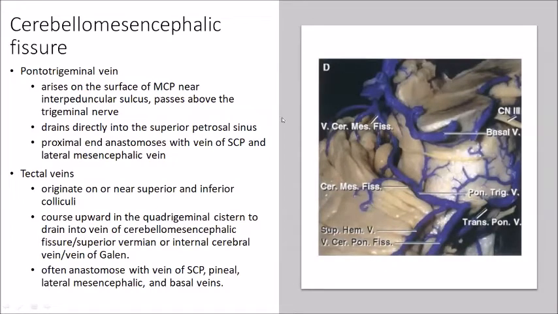It also consists of a group of tectal veins. These originate on or near the superior and inferior colliculi. They course upward in the quadrigeminal system to drain into the cerebellomesencephalic fissure, or they may drain into the superior vermian or internal cerebral vein, or directly into the vein of Galen. They are often anastomosed with the vein of the superior cerebellar peduncle and pineal, lateral mesencephalic, or basal veins.